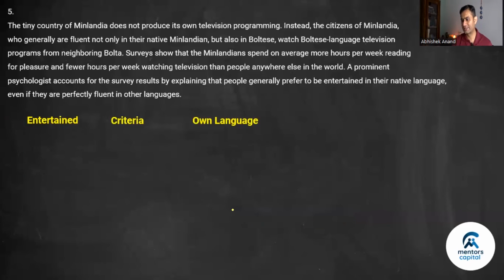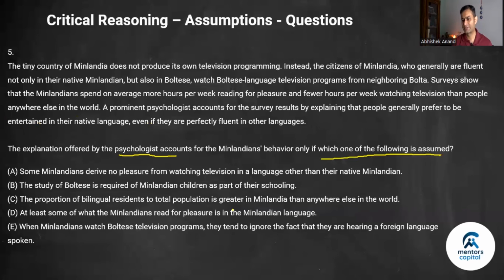If I look at the choices, if I come back to the choice, look at the correct answer. This one. At least some of what the Mainlandians read for pleasure is in the Mainlandian language. Because if they're not reading in their own language, the psychologist's explanation that they are reading more because they want to get entertained more in their own language will fall flat. So I have to assume that they are reading in their own language. This is not given to us.